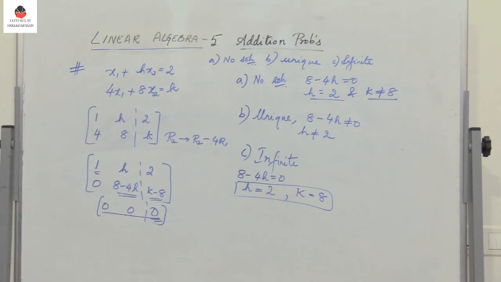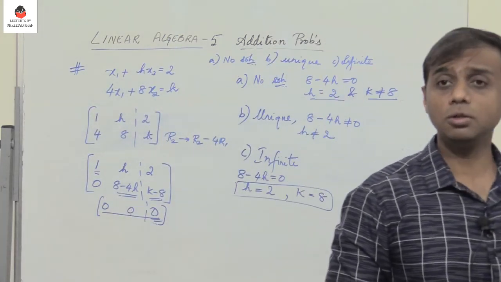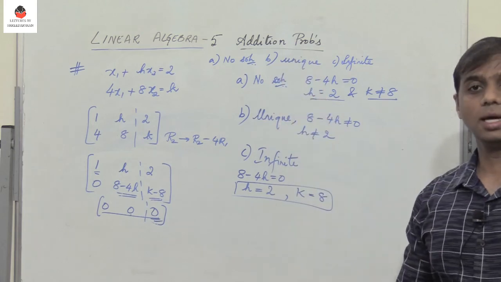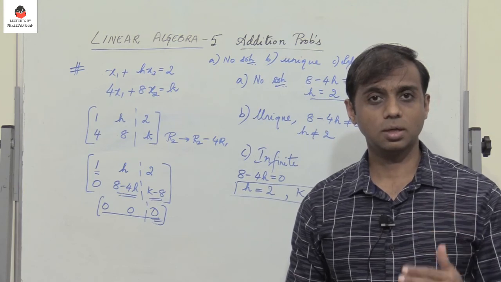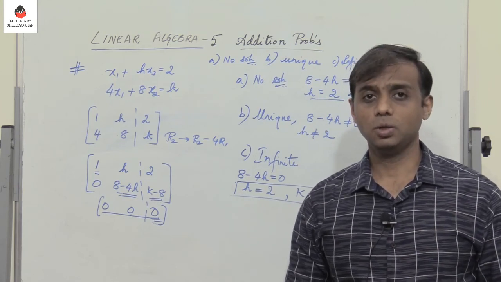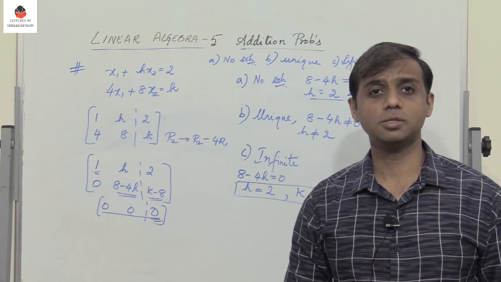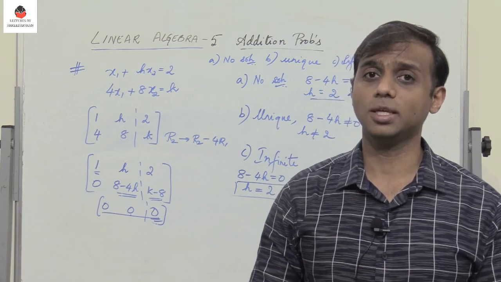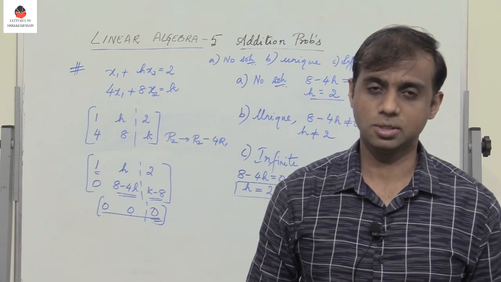So this is a very interesting problem where we try to find the value of h and k for all the three cases. What are they? No solution, unique solution and infinitely many solutions. So do make sure that you work out a number of problems wherein you will be able to easily identify whether the given system of linear equations are consistent or inconsistent, and if they are consistent, whether they have a unique solution or infinitely many solutions.